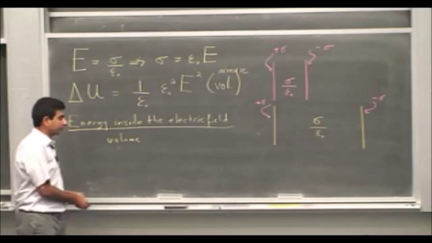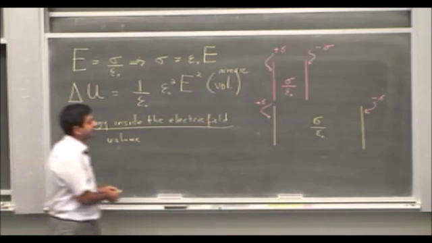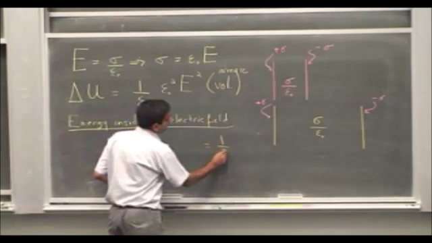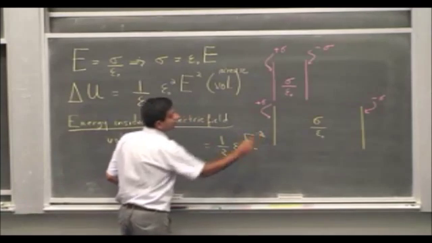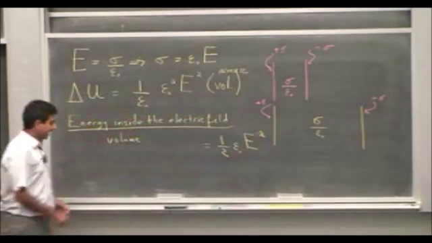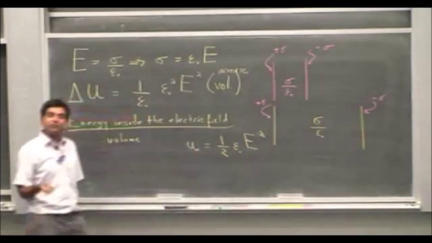And what is this equal to? What's the energy stored per unit volume? It's just going to be half epsilon naught E squared. And I can denote this energy per unit volume inside an electric field by small u.